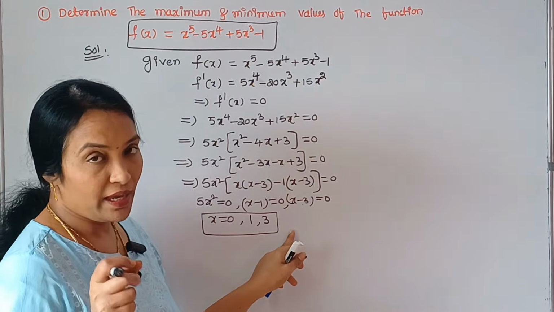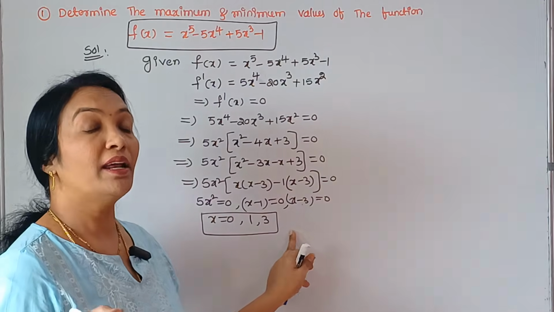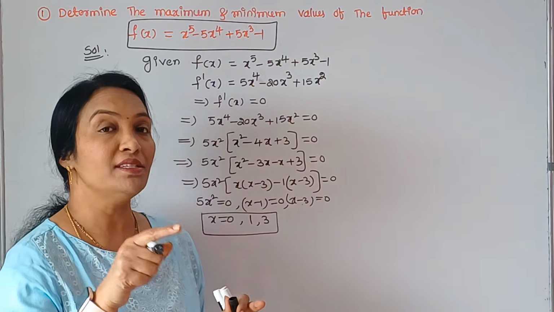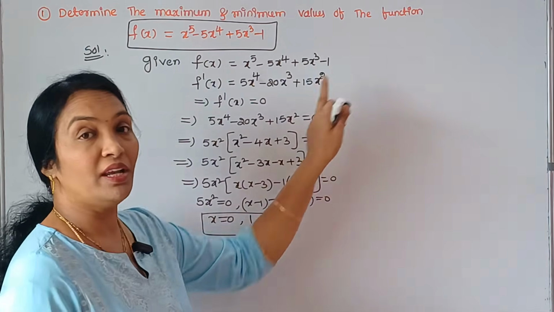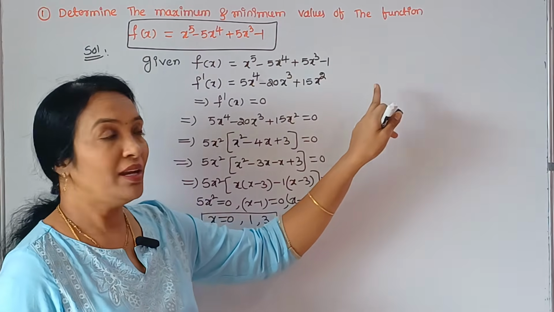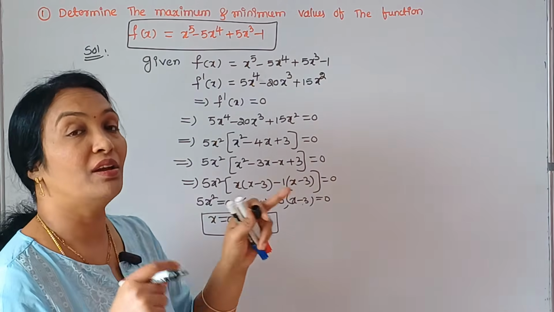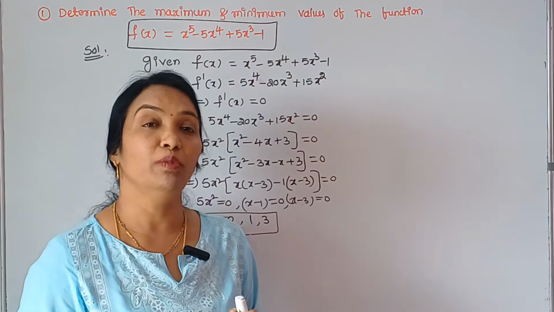Then next what we have to do: first find f dash of x, equate to 0, you will get the x values. Then after that, find f double dash of x, put those values in our second derivative. Then you can conclude whether it is a relative maximum or relative minimum.